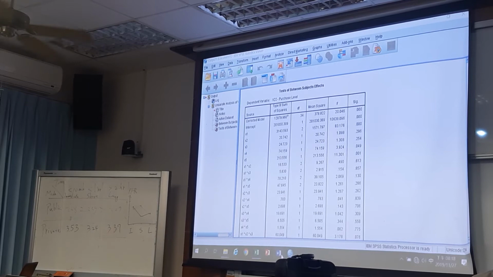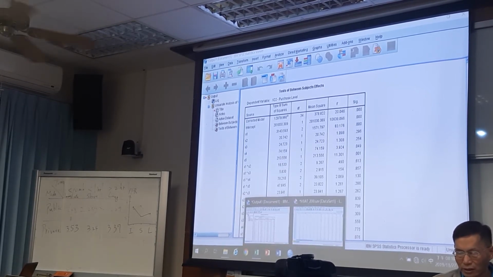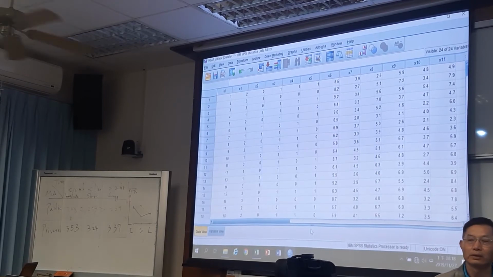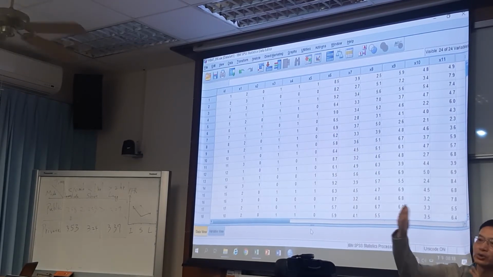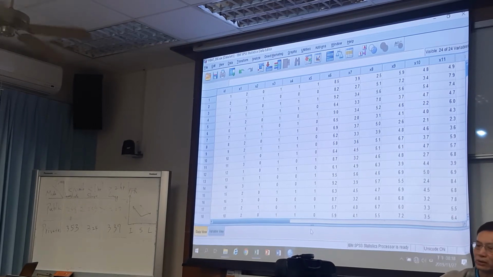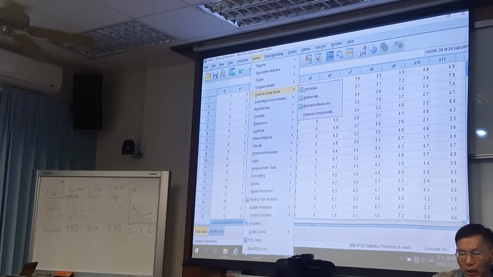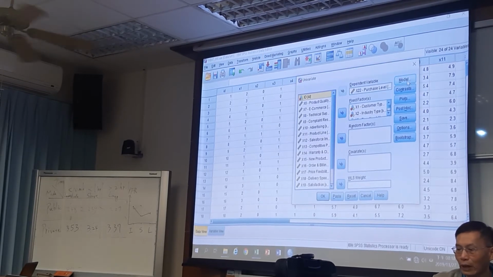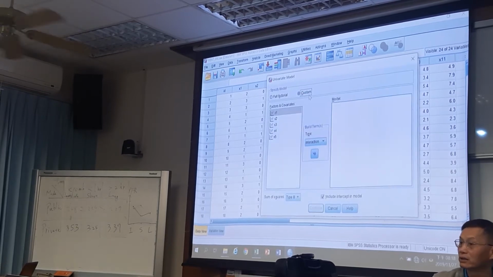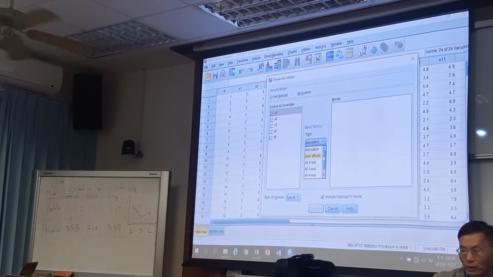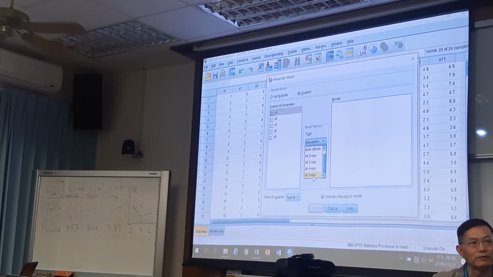This is the way you analyze your complex model, okay? It's not in the textbook. Textbook never mentioned how to analyze such a complicated model. Only in the class, okay? The way I will do it is, I will specify my model. You have 5 independent variables, so in total you will have a 5-way interaction.